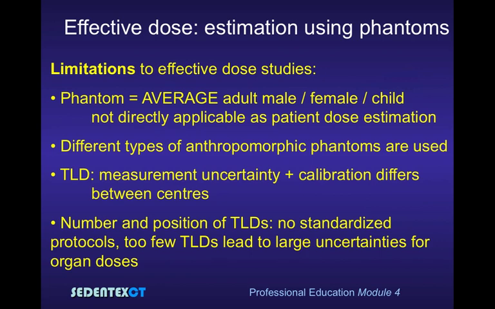That sounds straightforward, but there are important limitations to studies in the literature related to effective dose. Phantoms are often average adults, and females and children may have different sizes, and therefore the doses that are calculated may not be directly applicable to those individuals. Different manufacturers' types of anthropomorphic phantoms are used. TLDs themselves have some uncertainty on measurement, and calibration is particularly important and may not be the same between different research centres.